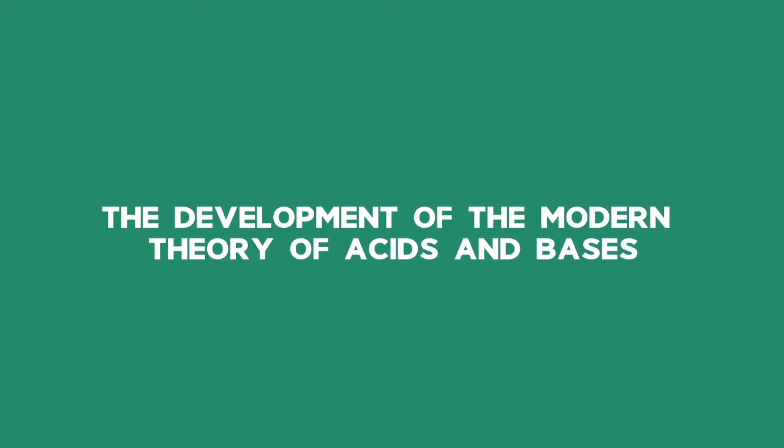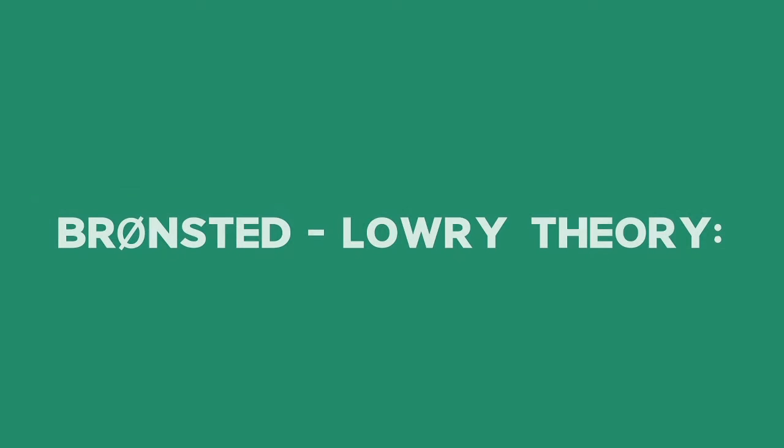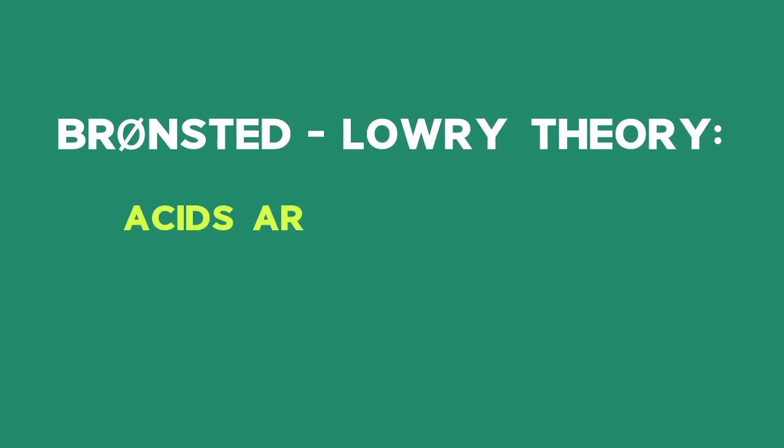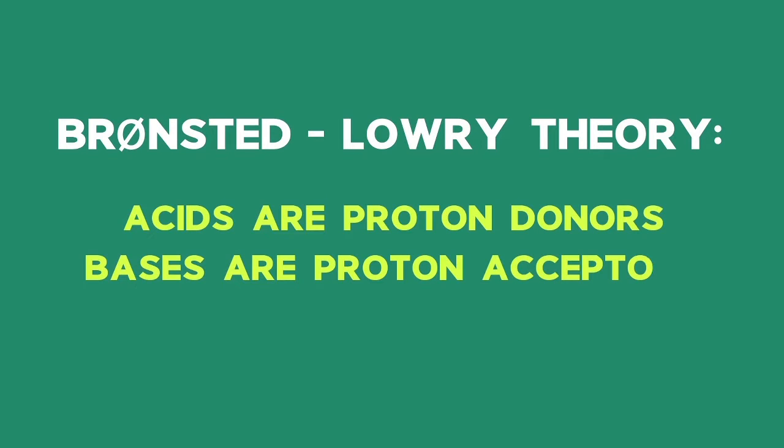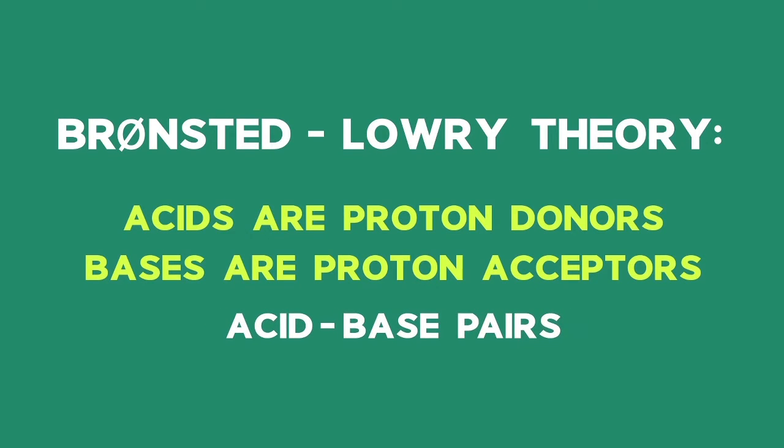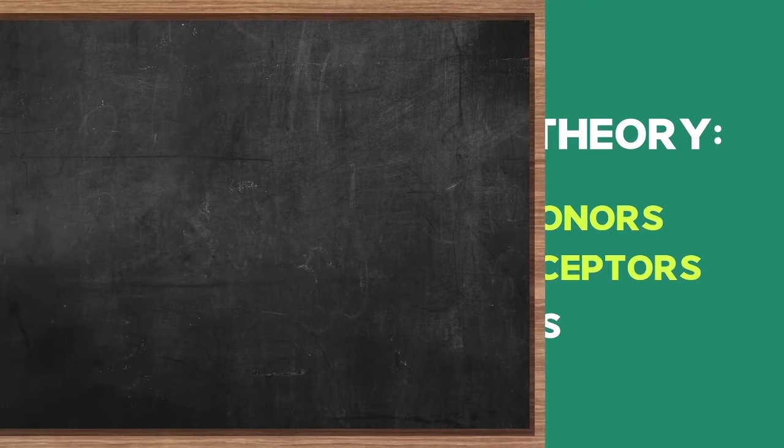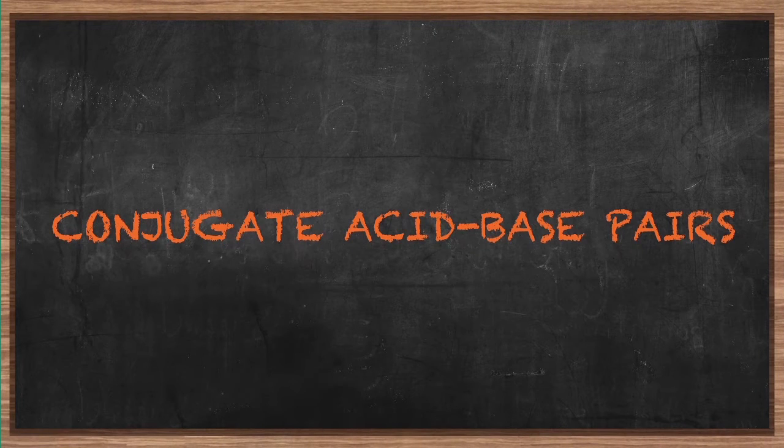In the last lesson, we learnt about the development of the modern theory of acids and bases, the Lowry-Bronsted theory. Acids are proton donors. Bases are proton acceptors. We will move on now to learning about acid-base pairs. Acids and bases exist as conjugate acid-base pairs.